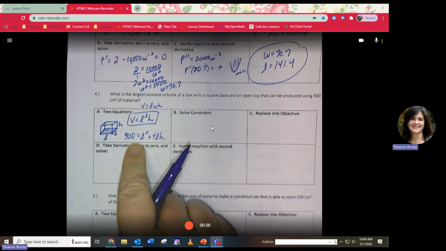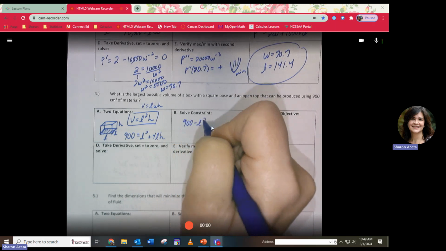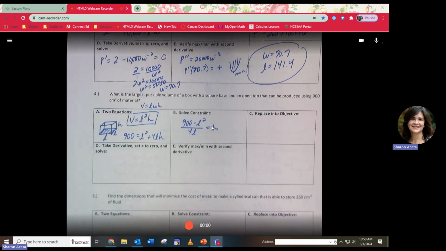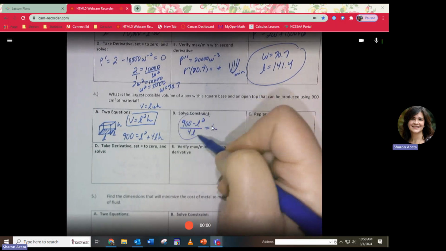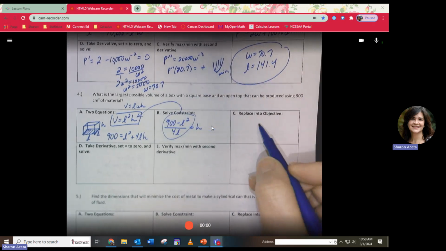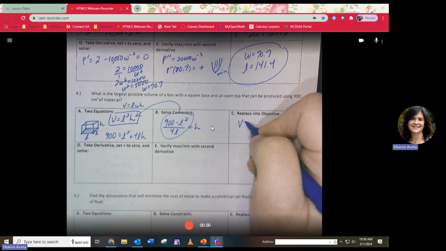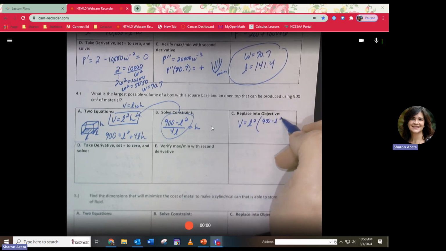And I'm going to solve for constraint. Well, the best constraint to solve for is H, since it's a variable by itself. So it'd be 900 minus L squared, and then divide by 4L equals H. Remember what to do? You're going to take this, plug it into the objective function and replace it there. So we would have volume equals L squared times 900 minus L squared over 4L.